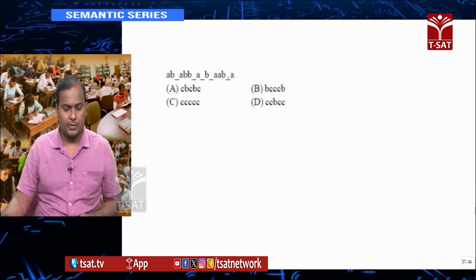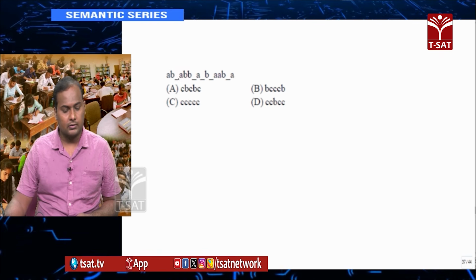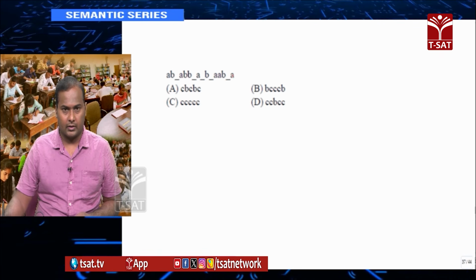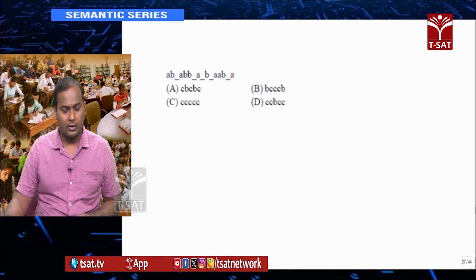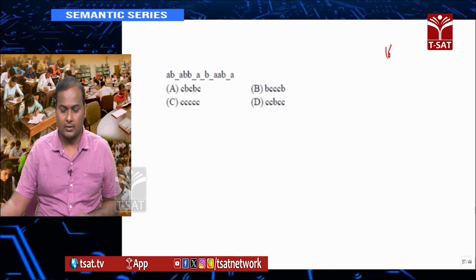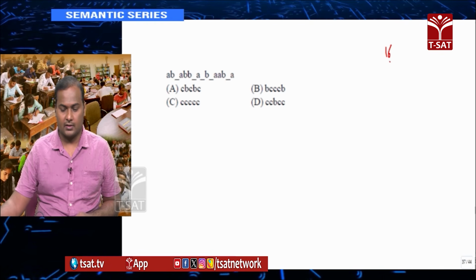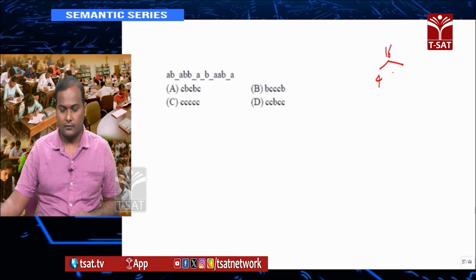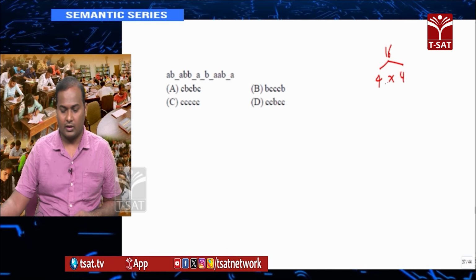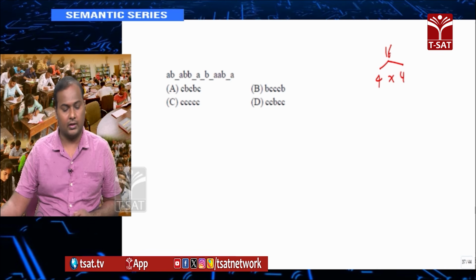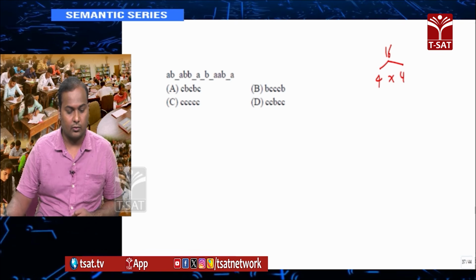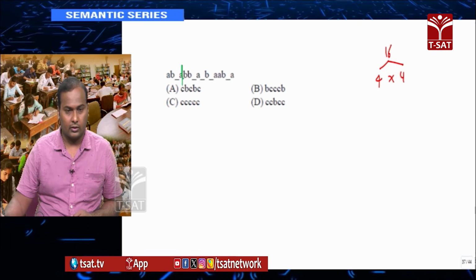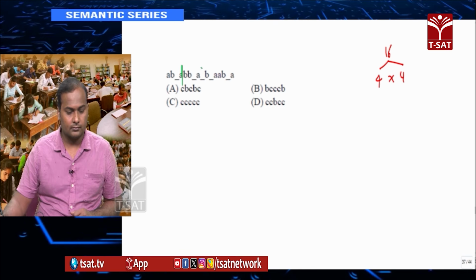In this particular series, I already said that first you count the number of letters. If I count the number of letters, there are a total of 16 letters. So these 16 letters can be divided into 4 blocks, and these 4 blocks may repeat 4 times, total 16 letters. So first what I will try to do is divide into 4 blocks.